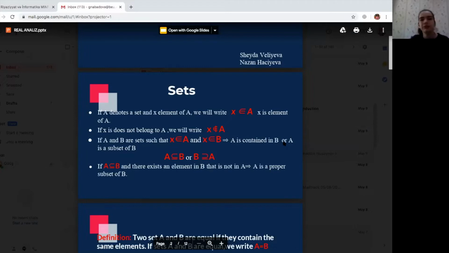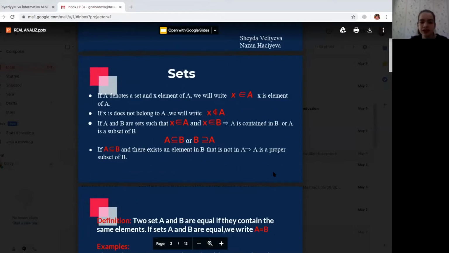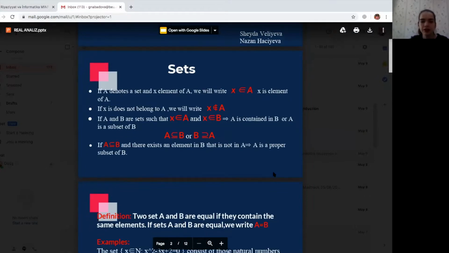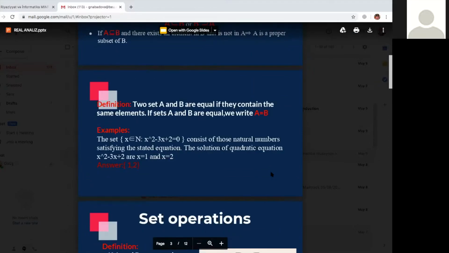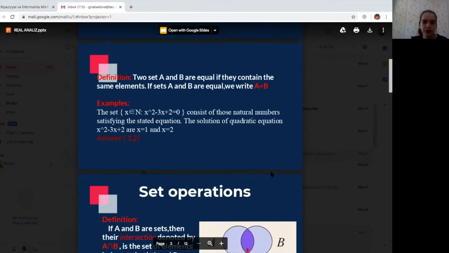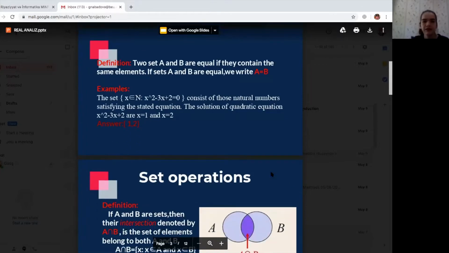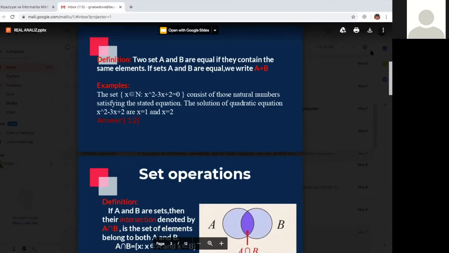If A and B are sets such that x is an element of A and x is an element of B, A is contained in B, or A is a subset of B. If A is a subset of B and there exists an element in B that is not in A, A is a proper subset of B. Definition: two sets A and B are equal if they contain the same elements. If A and B are equal, we write A equals B.